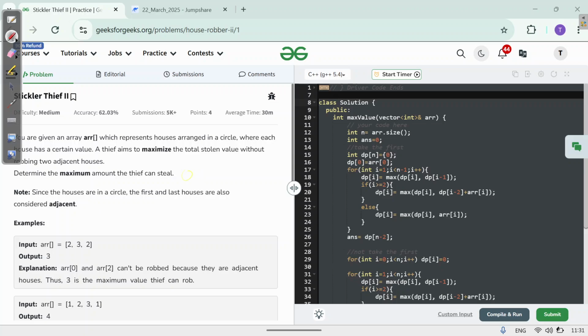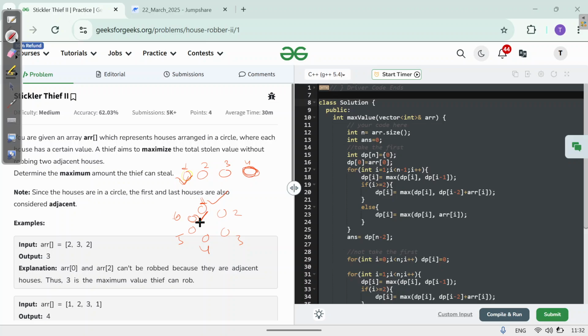Last time it was like this, and now it is like this. The same question: we have to maximize the money, but we cannot take money from two adjacent houses. Suppose these are houses 1, 2, 3, 4, 5, 6. In the line case, if we take from 1, it won't affect 4. But in this case, if we take from 1, we cannot take from 6 because these two are adjacent also. So this is the major change in this problem.